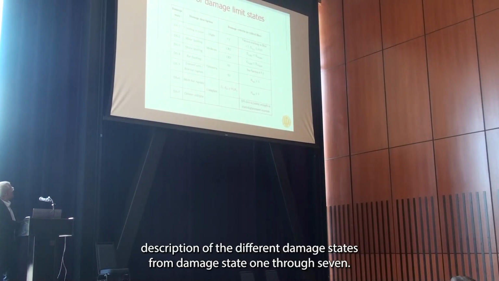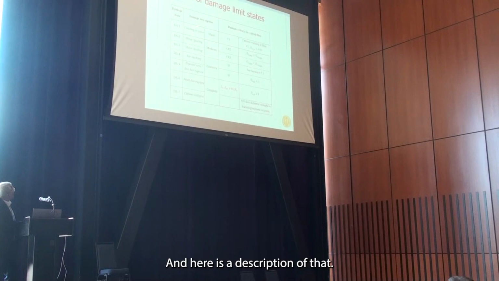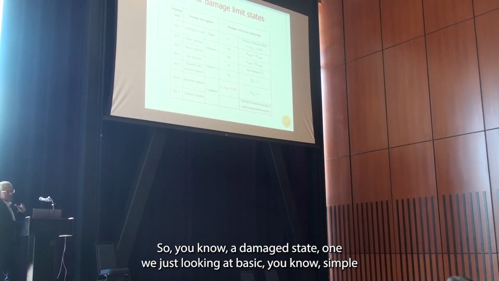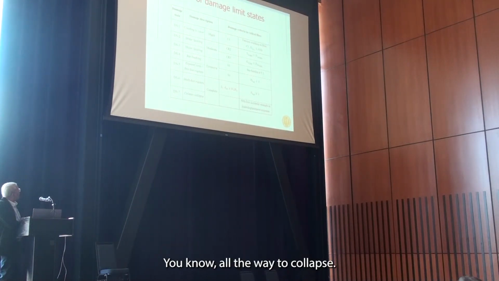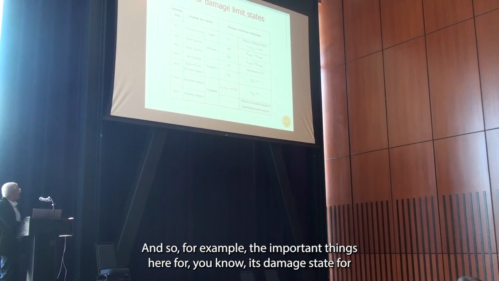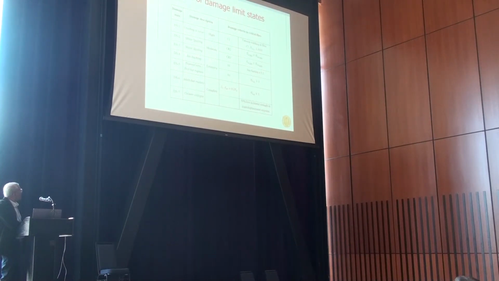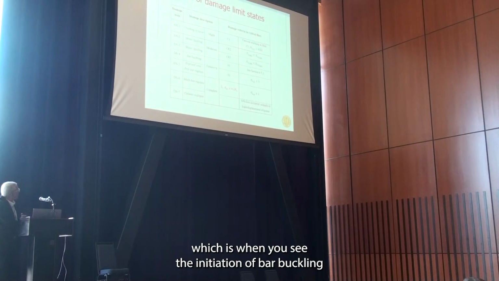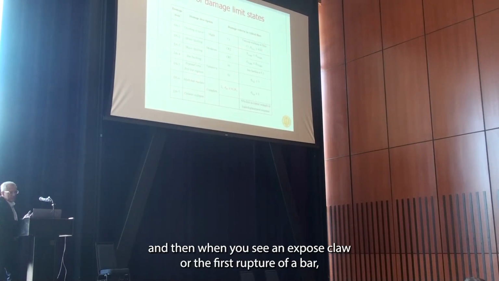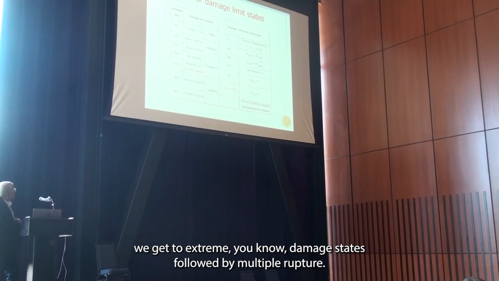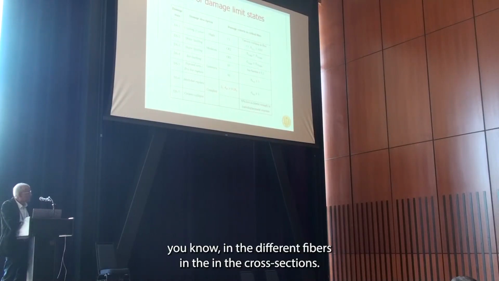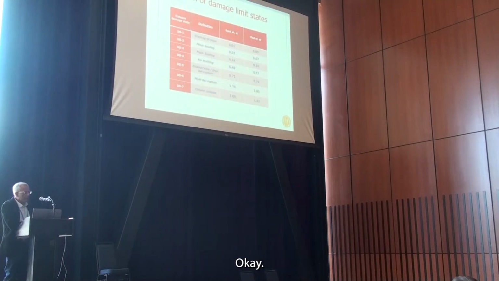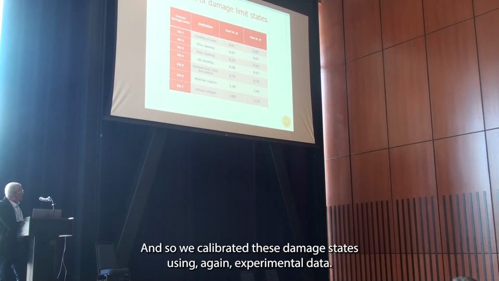And so here you see our final description of the different damage states from damage state 1 through 7. And here is the description of that. At damage state 1, we're just looking at basic, simple cracking in the cover, which is a negligible damage state, all the way to collapse. All right. And so, for example, the important one here is damage state 4, which is when you see the initiation of bar buckling. And then when you see an exposed core or the first rupture of a bar, we get into extreme damage states, followed by multi-bar rupture. And so we were able to calibrate all of these just looking at the strains in the different fibers in the cross sections.